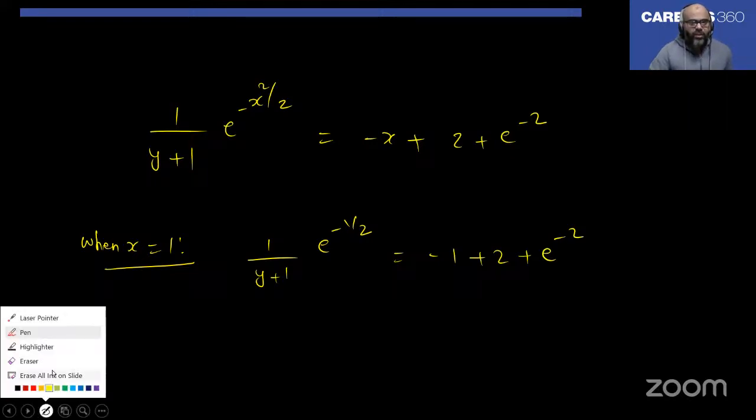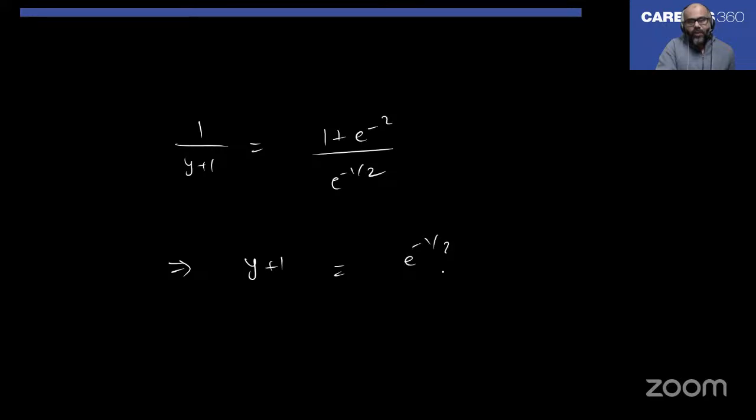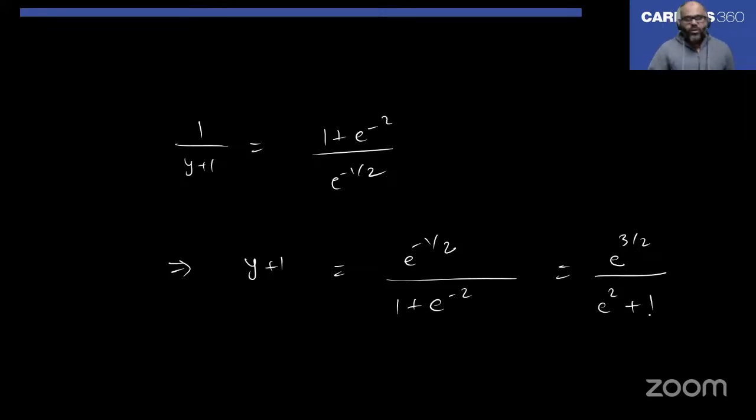So what we are getting is 1 by y plus 1 is equal to 1 plus e to the power minus 2 by e to the power minus half. Or we can say y plus 1 is equal to e to the power minus half by 1 plus e to the power minus 2. Now let us multiply by e to the power 2 in the numerator and denominator. So this will become e to the power 3 by 2, and this will become e square plus 1. So this is what we are getting.